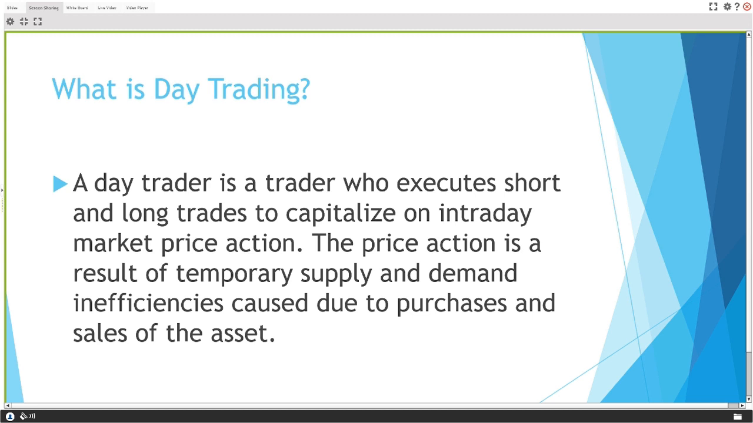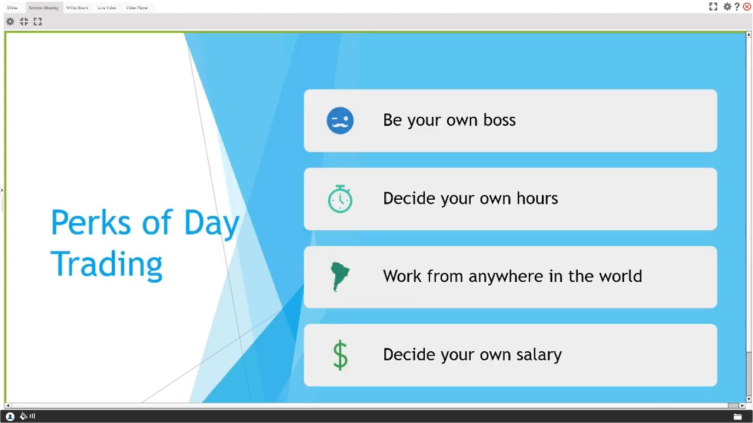Day trading has so many perks, right? Now let's dive into some of these perks of day trading. These are kind of the common ones we hear a lot. Number one, be your own boss. We don't have someone breathing down our neck constantly saying, you've got to do this, you've got to do that. When you are your own boss, there is a lot of responsibility. Probably the biggest thing traders don't realize is, if you want to be a full-time trader, you need to treat this as a full-time job.